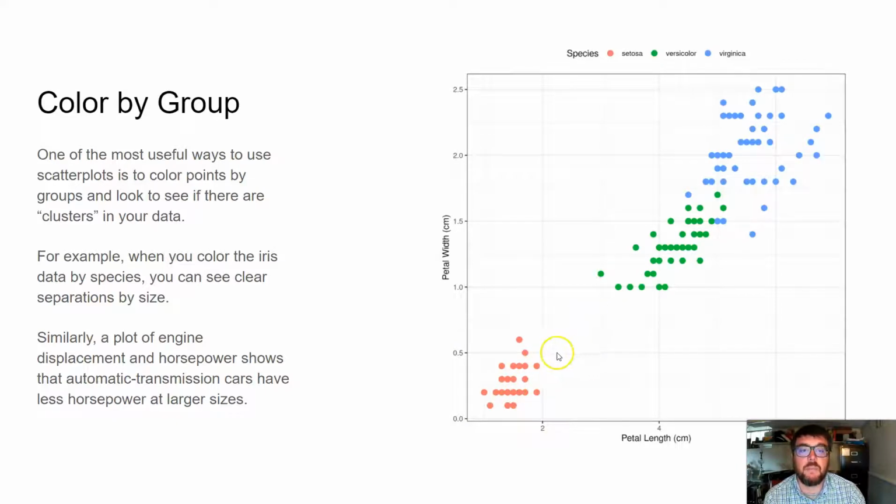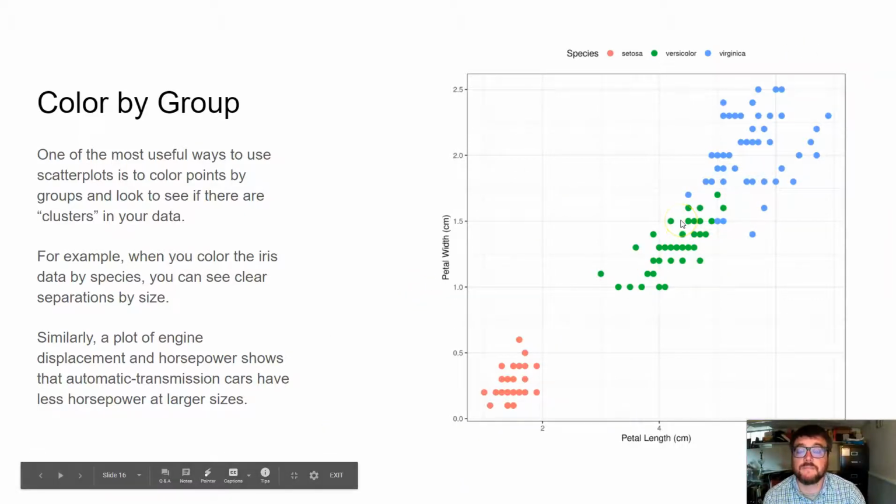there's this big gap. And then versicolor and virginica kind of form this continuum where the smaller ones are versicolor, and the larger ones are virginica. And then there's this region here where you maybe have some trouble telling them apart just by size. So we can look at and see how things group out in this multidimensional space, which can be handy.